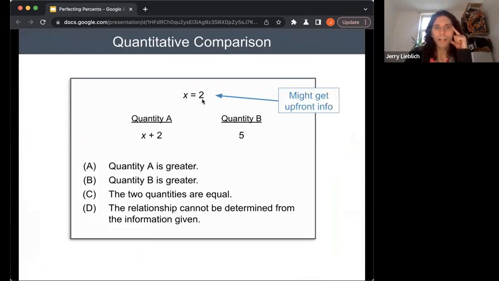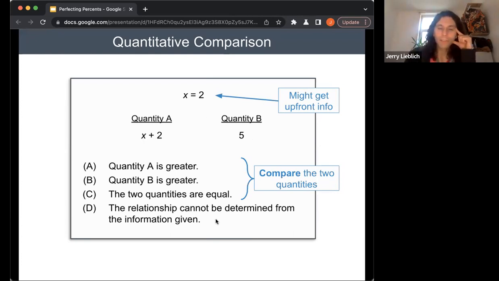They might give you some kind of upfront info, but they may not give you anything. And then they give you two quantities. And your job is always the same. Compare the two quantities. And if that comparison could change depending on the value of X, if there's a way that you can make it sometimes this, you choose D, that it can't be determined.